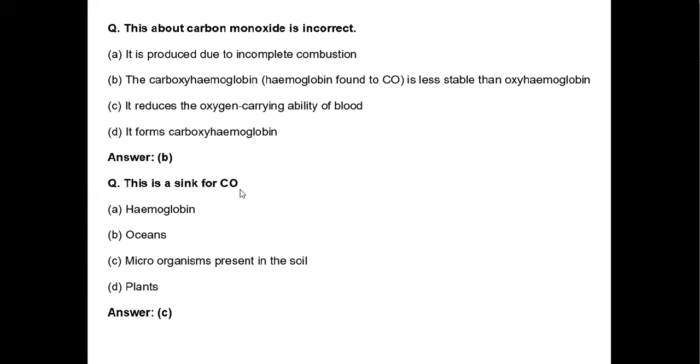What is the sink for carbon monoxide? Which one is a sink? Hemoglobin, oceans, microorganisms, and plants. As we know that microorganisms present in soil are a sink for carbon monoxide. So option C is right answer here.